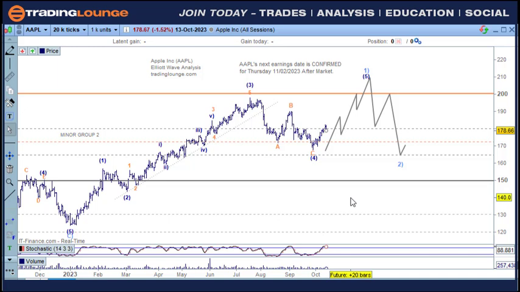So with Apple here, I've been looking at this as a wave 4. And once again, the move up here, trying to confirm a 5-wave structure to the upside here.